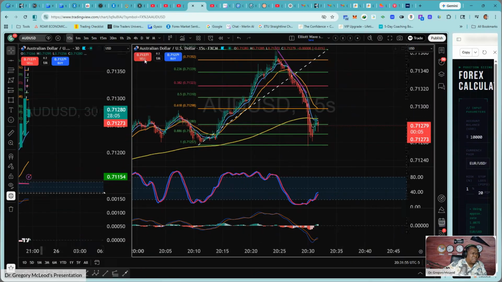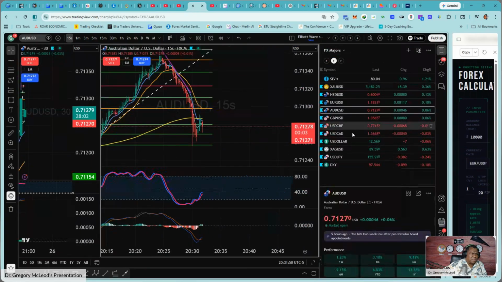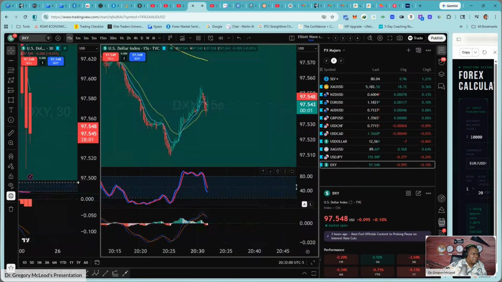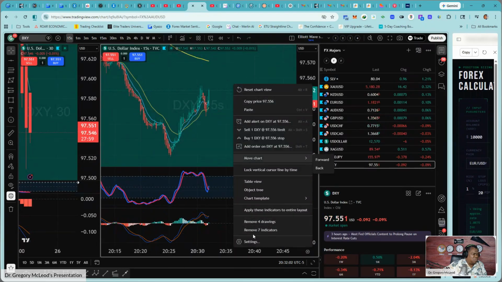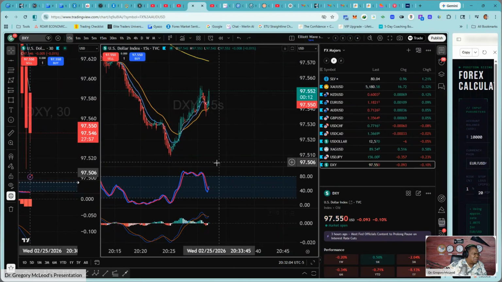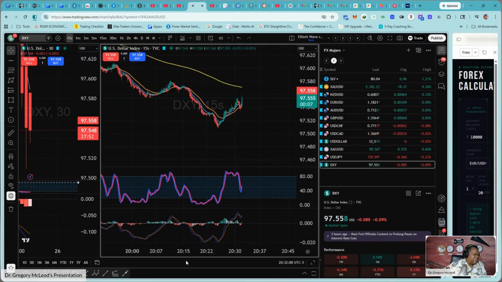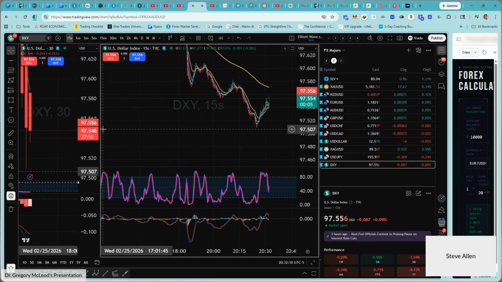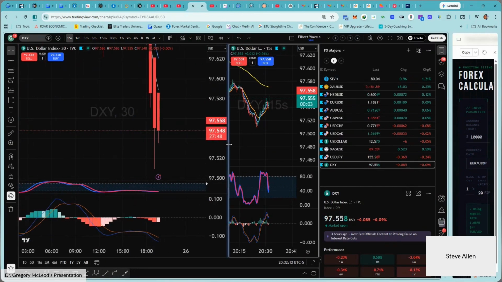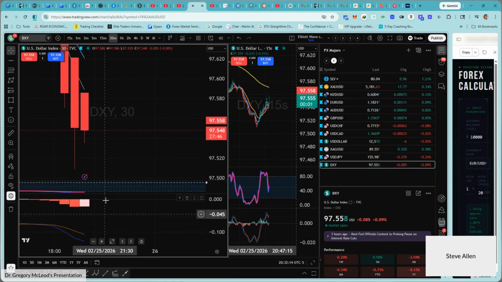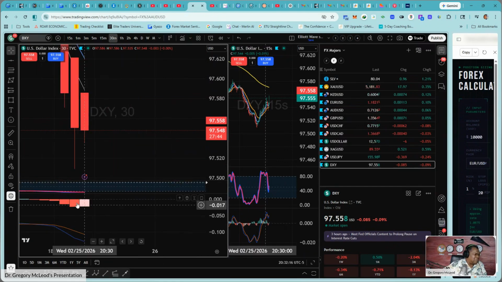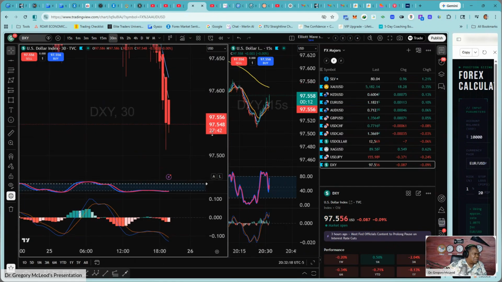So let's look at the dollar index, the DXY. All drawings. So dollar index is coming alive. That's the 30-minute dollar index.